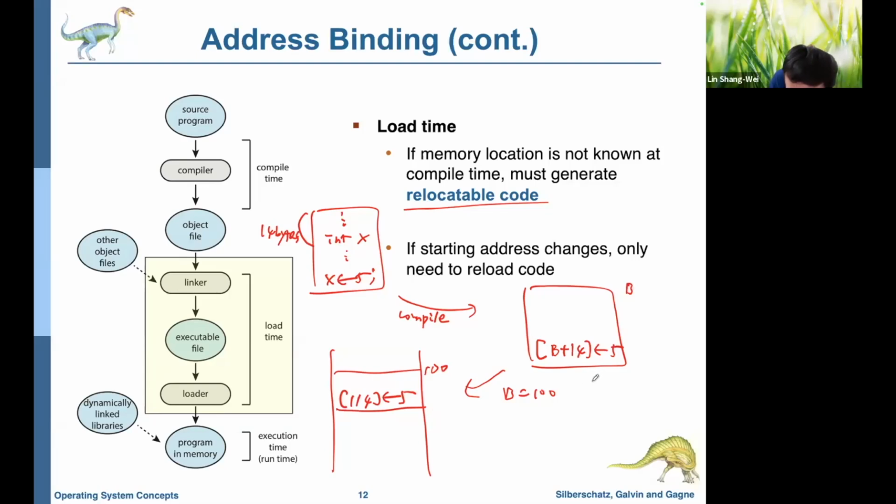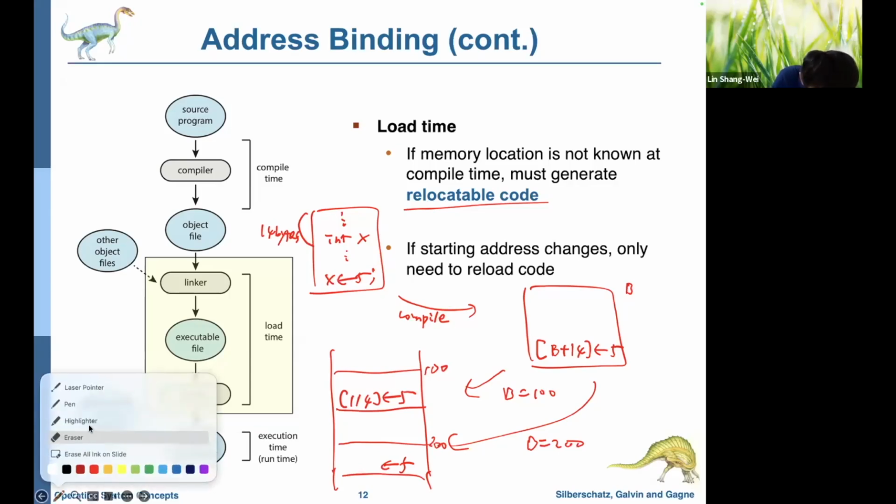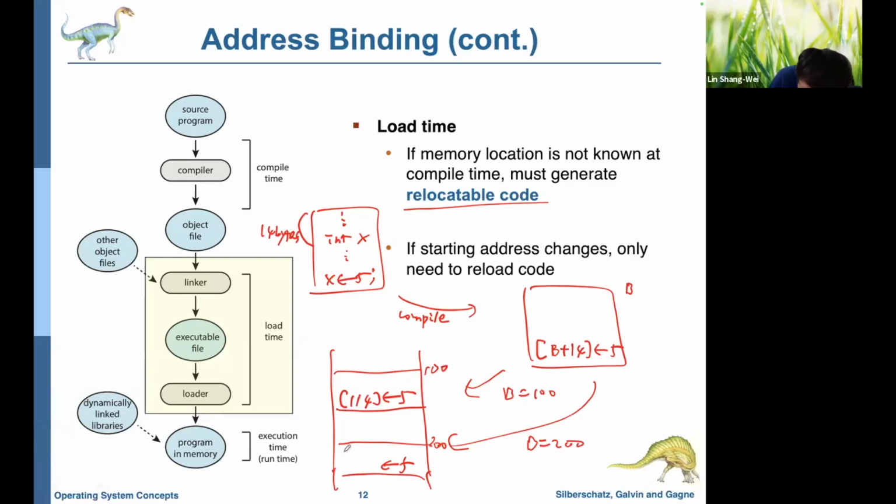You just tell the loader, I want to start from 200. And then the loader will do something like this. This is 200, and then you will change this operation to 214. Sorry, my handwriting is too ugly. Let me rewrite it. This would be 214. So you can see that you don't have to recompile your program anymore.